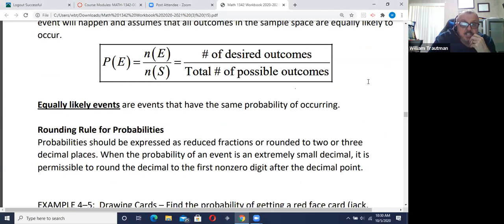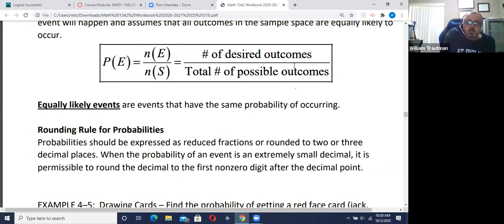All events should be equally likely. That means there's no cheating going on. Equally likely means if I roll a dice, I have the same chance of rolling a 2 as I do a 5. That means the dice are not loaded. Loaded means you have something in them to make them roll a certain way. So each outcome is equally likely. It has the same probability of getting an answer.